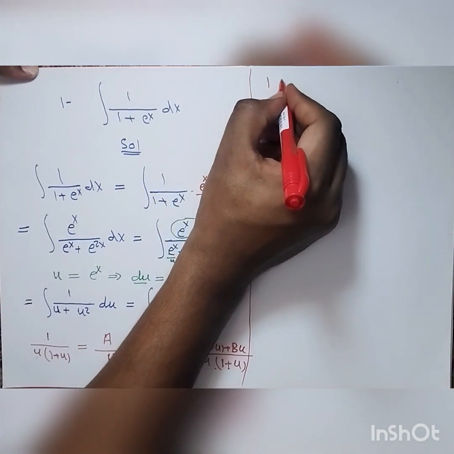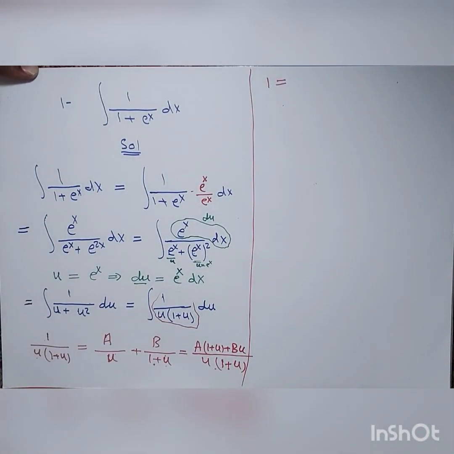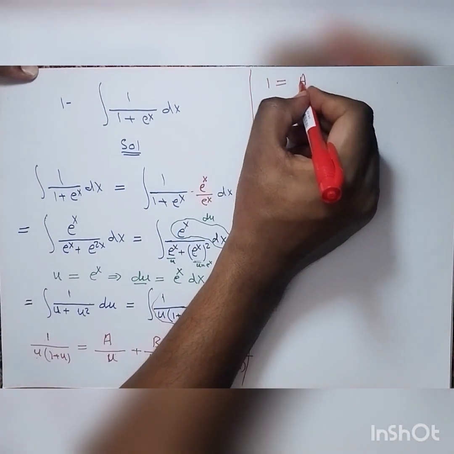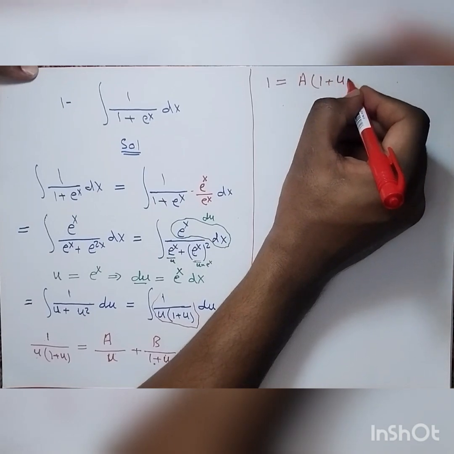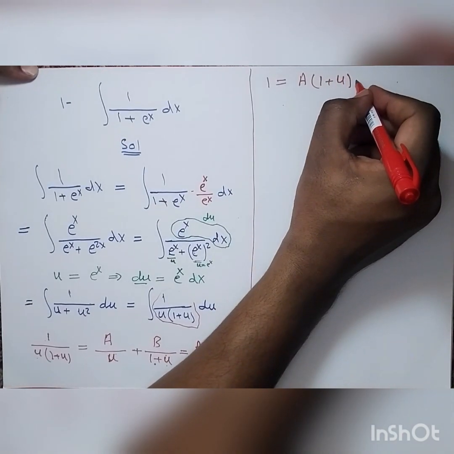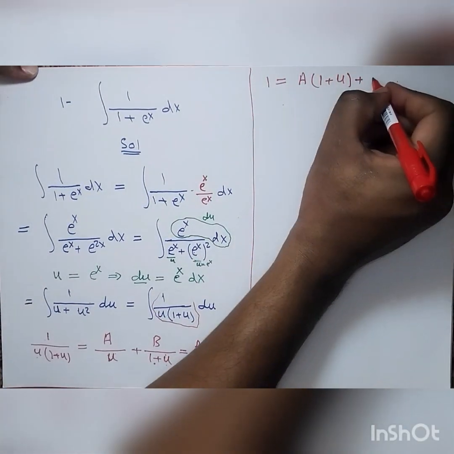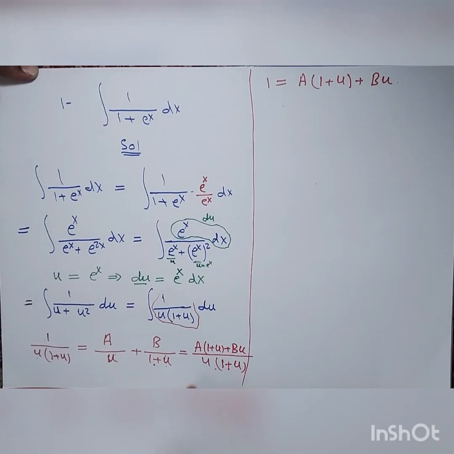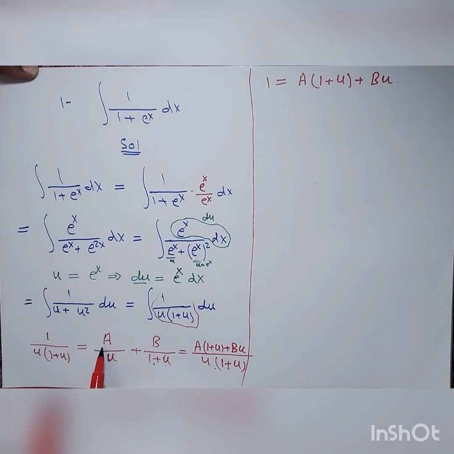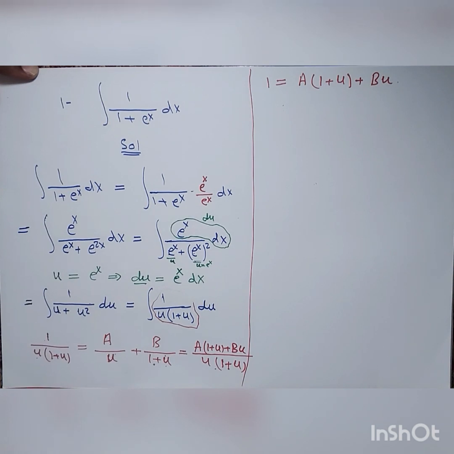So we have 1 is equal to a times (1 plus u) plus b times u. Now what we are doing is we are interested in finding the value of a and the value of b in this case here.